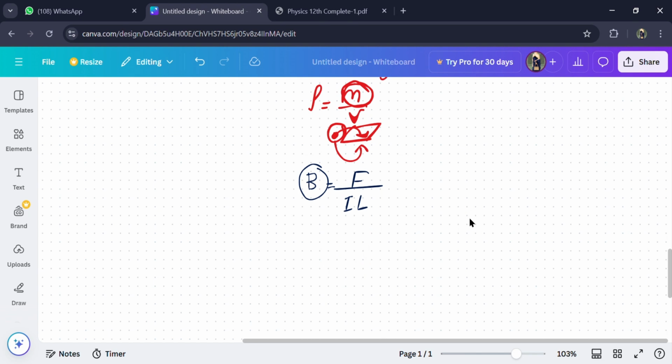And now moving on to the unit of the magnetic flux density. We measure density in a unit that is Tesla, and 1 T is equal to 1 Newton per ampere meter. This is 1 Tesla, which is equal to this.